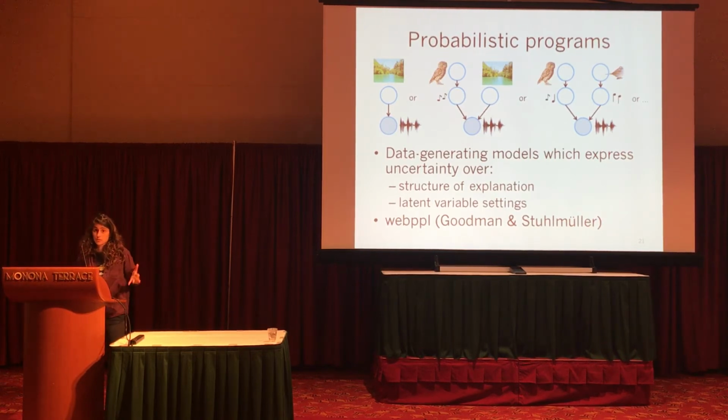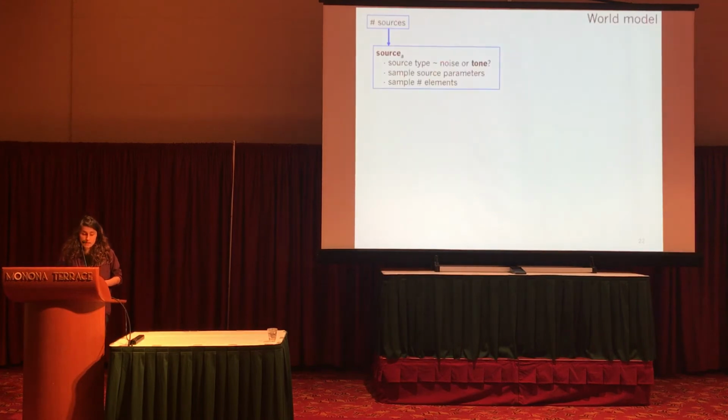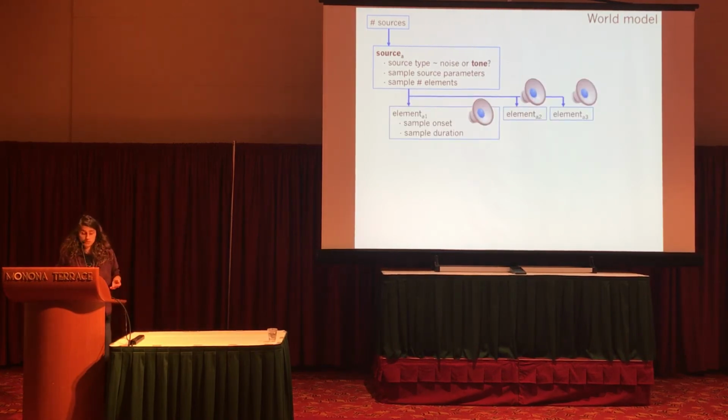And to do this, we're using WebPPL, which is a probabilistic programming language out of Noah Goodman's lab. So with this first computational tool, I can now tell you what the world model is by defining it through a set of probabilistic choices. So I'll run you through that right now. So first we sample a number of sources, and here we've sampled just a single source. And then we sample its type, which could be a noisy source or a tonal source. Here it's a tonal source. And then we sample its parameters, as well as a number of elements, which you can think of as musical notes. So here we've sampled 3 elements, and I'll play you what one of those might sound like for a tonal source. Just a tone.